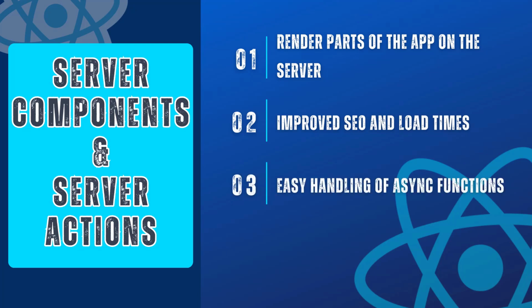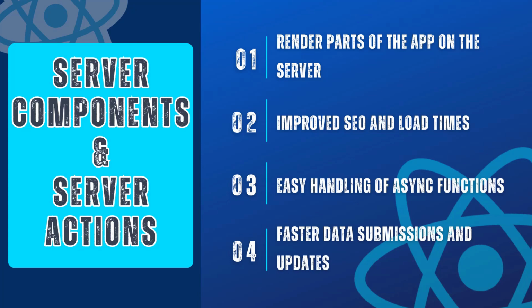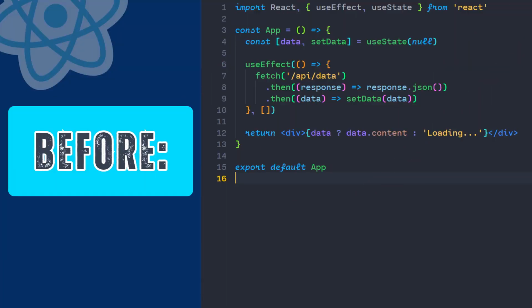Server actions simplify how you handle asynchronous operations on the server, making it straightforward to manage data fetching and updates. Server actions enable more efficient data submissions and updates, reducing delay and improving overall app performance. Before React 19, data fetching and rendering were done on the client side using hooks like useEffect. This could lead to slower load times and less optimal SEO.